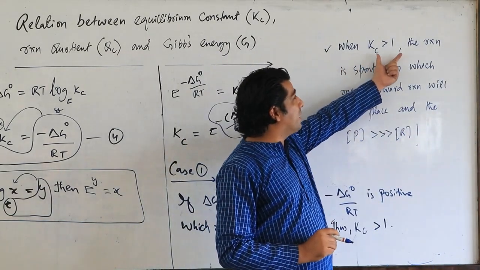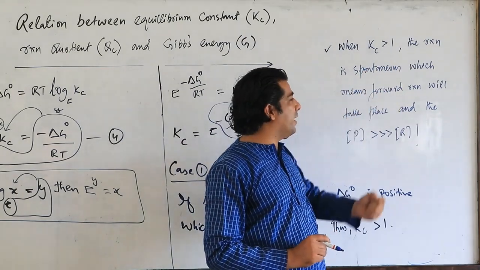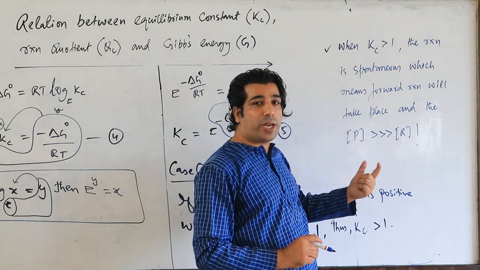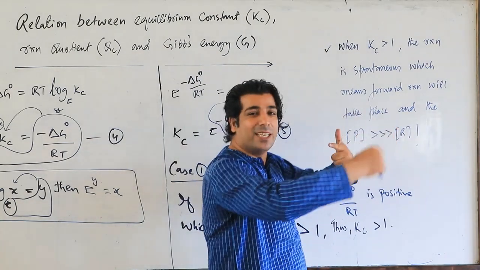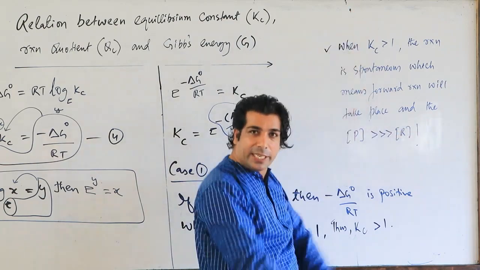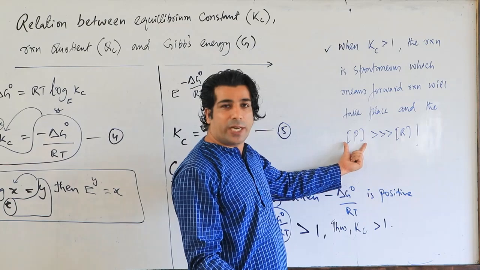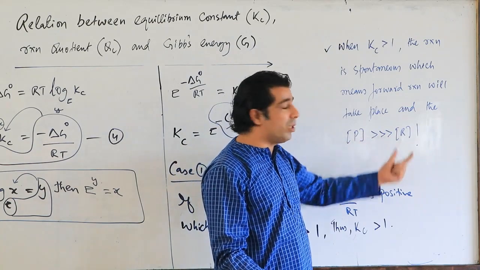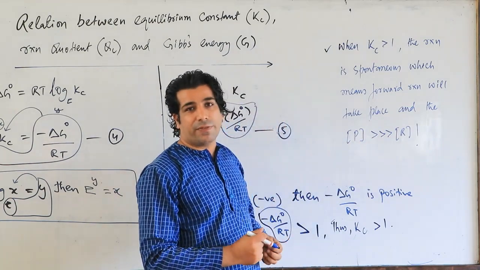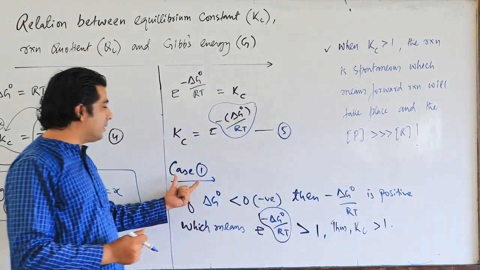When the Kc value is greater than 1, the reaction is spontaneous, which means the forward reaction will take place. That means reactants will change into products easily because it is spontaneous. Reactants will keep on changing into products, so reactants will keep on decreasing and products will keep on increasing. So the molar concentration of products will be far greater than the molar concentration of reactants, my dear friends. Please make note of this. And after this, we will take on case number 2.